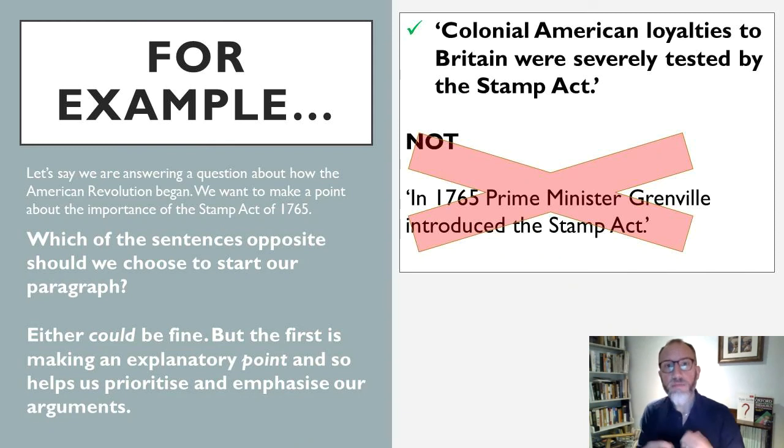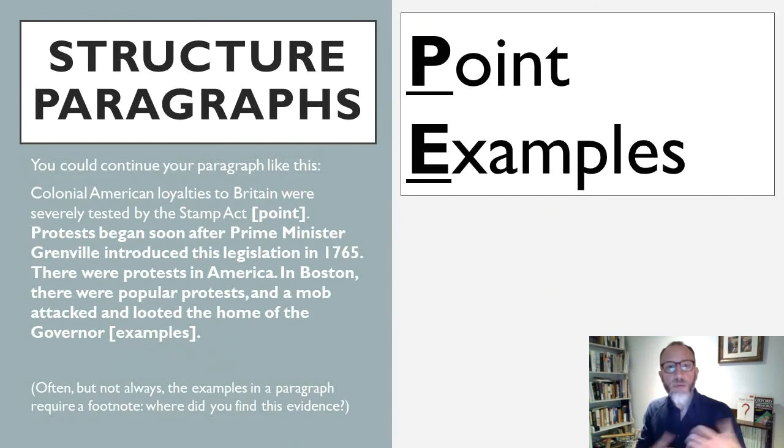And it also helps you as a writer to make sure you stay on the track of analysis and explanation and don't get drawn away into simply trying to tell the story. So we've chosen that as our first sentence. How could we carry on a paragraph? Well, we've got a point now.